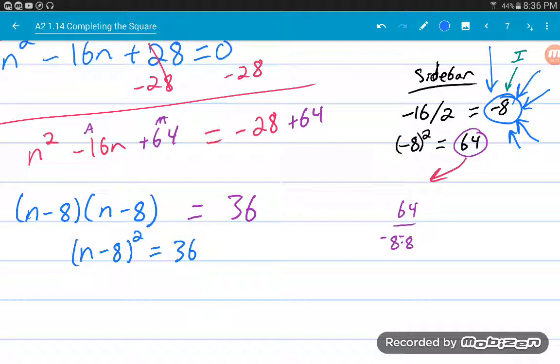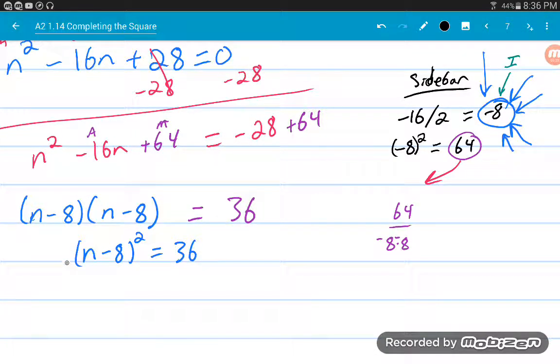Now this is cool because I started with something that couldn't be factored and now I factored it. But in order to finish, I need to get the n equals. So here are the steps. I need to square root both sides in order to cancel out this square. I just have to square root the right side because you have to balance equations. So when I square root the left, I need to square root the right. Now, on the left, the square and the square root canceled out, so I just have n minus 8. On the right, what's the square root of 36? It's 6. Except it has to be plus or minus 6.